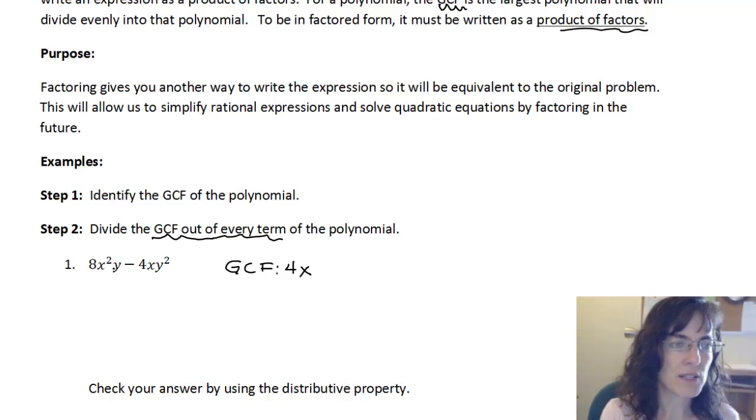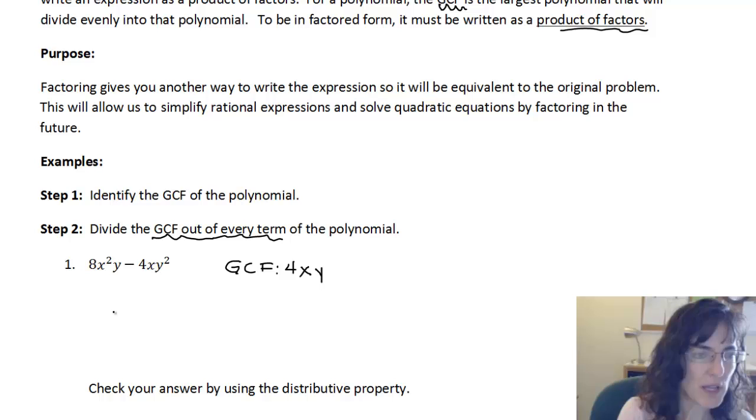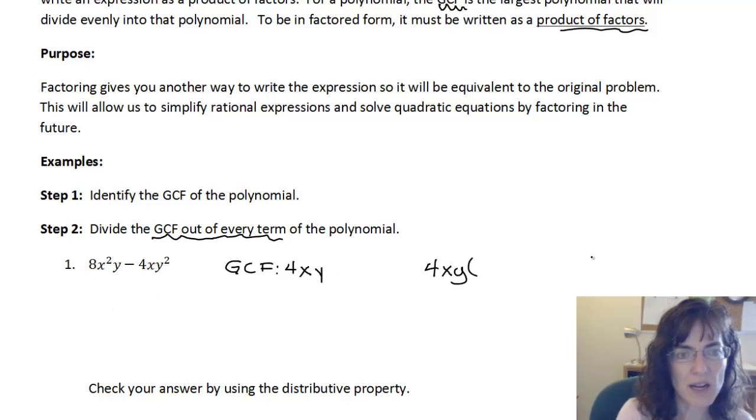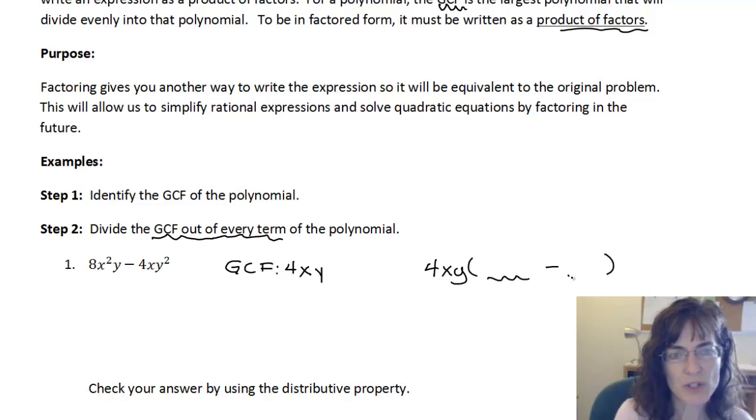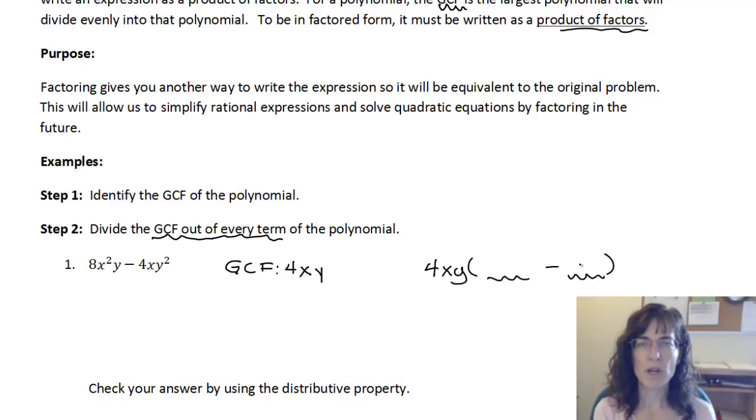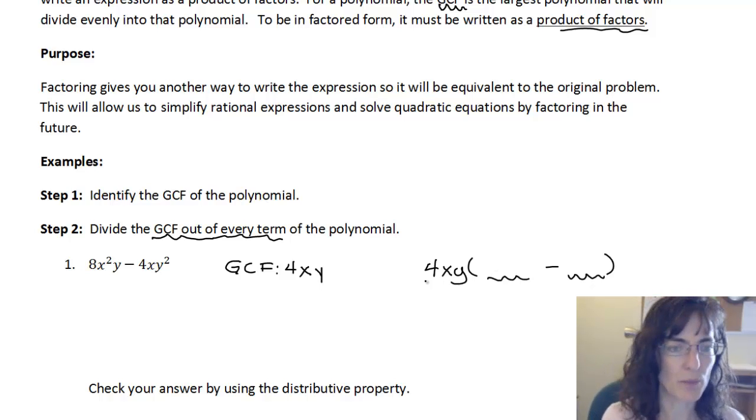Same thing with the y's, they're just in the opposite order. I have a y here and a y squared here, so I have to go with the y for my greatest common factor. So I found my greatest common factor. Now I'm thinking about it as 4xy times what is going to give me that first term, and times what is going to give me the second term. So 4xy times what will give me 8x squared y.